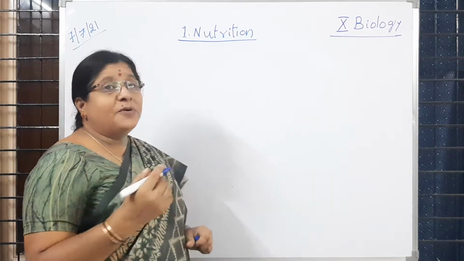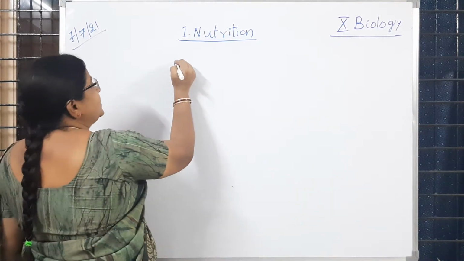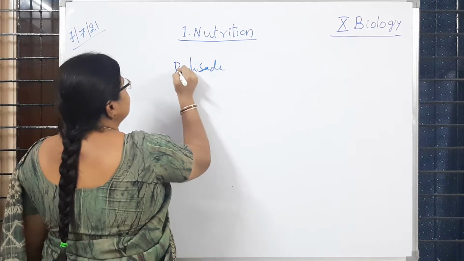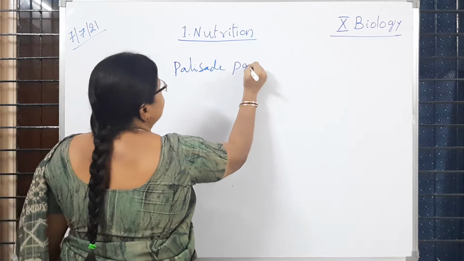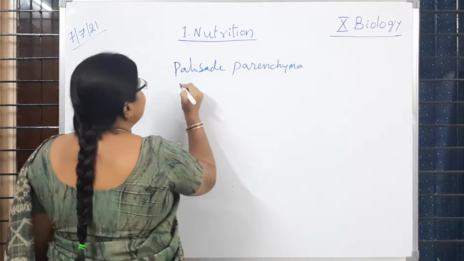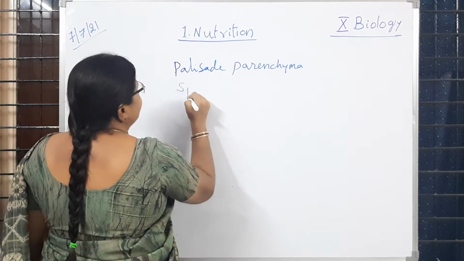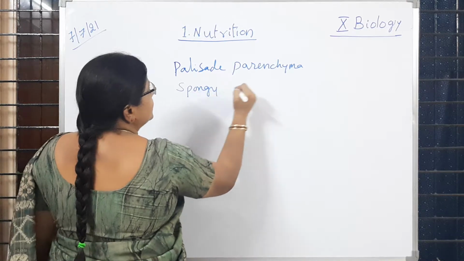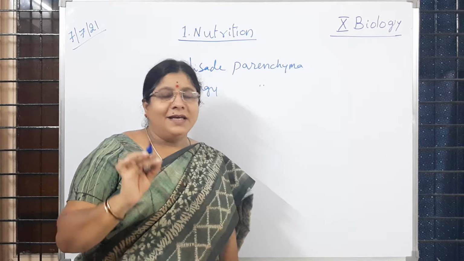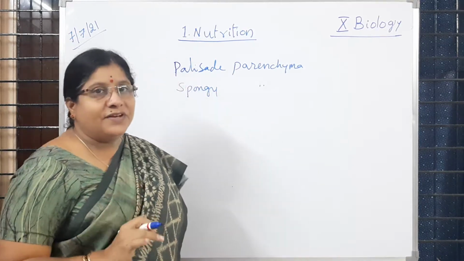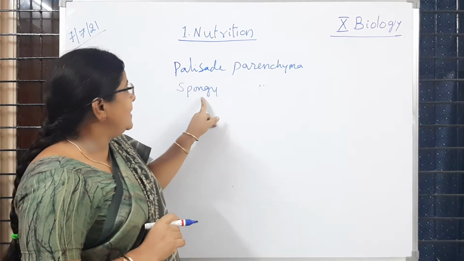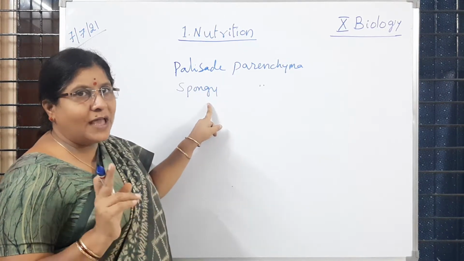So now what type of parenchyma are you observing? One is said to be palisade parenchyma, and the second one is spongy parenchyma. So two types of parenchyma you are observing in the diagram of a leaf, TS of leaf, transverse section of a leaf. One is palisade parenchyma and the other is spongy parenchyma. Have you observed, children?